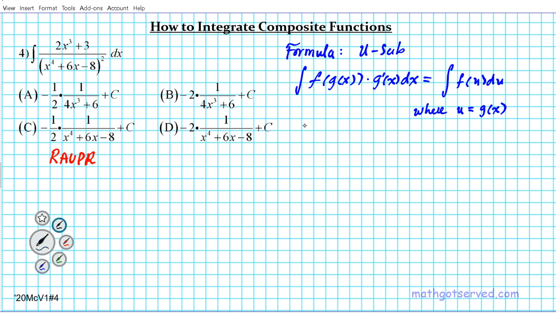So we're integrating this guy right here, so let's write it in this format. I'm going to write it as 1 over x to the fourth plus 6x minus 8 times 2x to the third plus 3 dx.